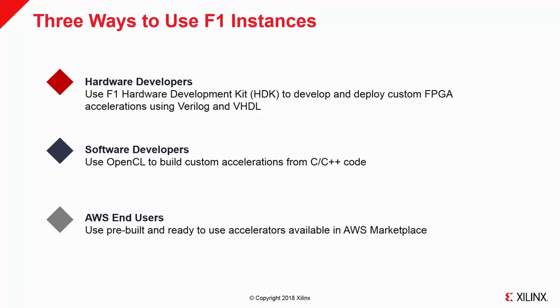There are three main ways that F1 is utilized. Hardware developers can use F1 to develop and deploy custom FPGA accelerations using Verilog and VHDL. Software developers can use OpenCL to build custom accelerators from C and C++ code, and AWS end users can use pre-built, ready-to-use accelerators available in the AWS Marketplace and on GitHub.